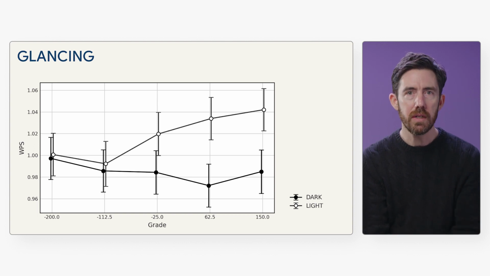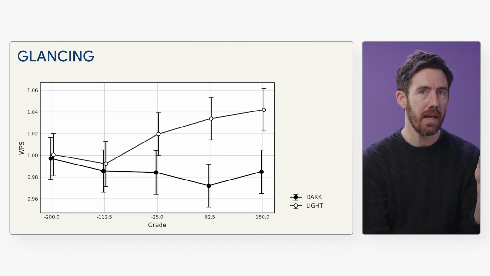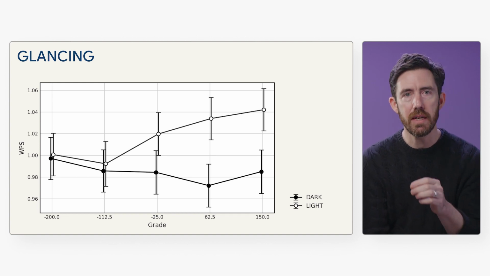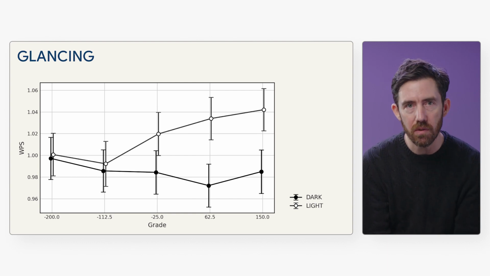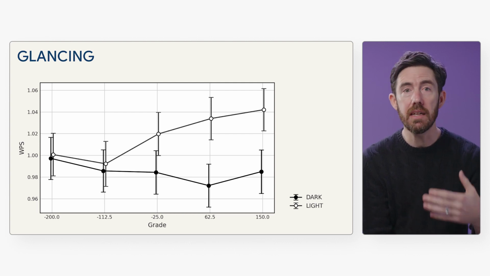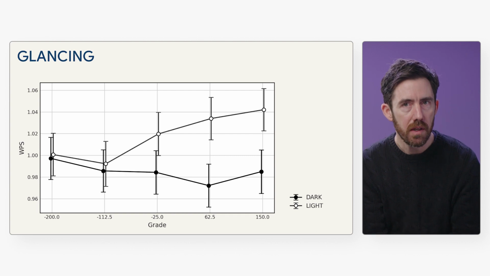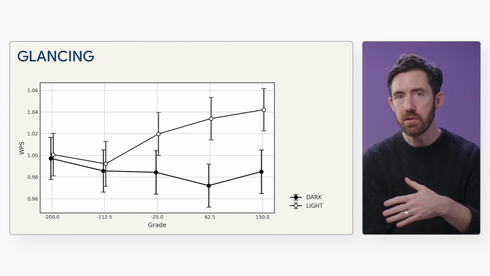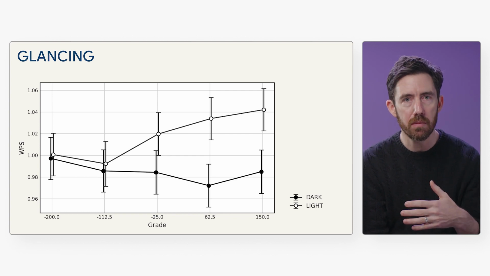And third, readability does vary significantly between light mode and dark mode at higher grade values, at least above the grade value of 62 in this data. So increasing grade can improve glanceable reading speed, but potentially only in light mode. And at the default grade value, there's no significant difference in reading speed between light mode and dark mode.